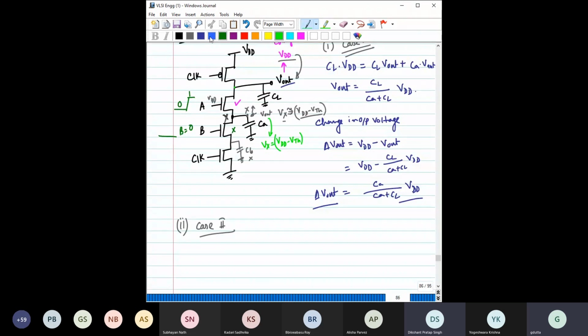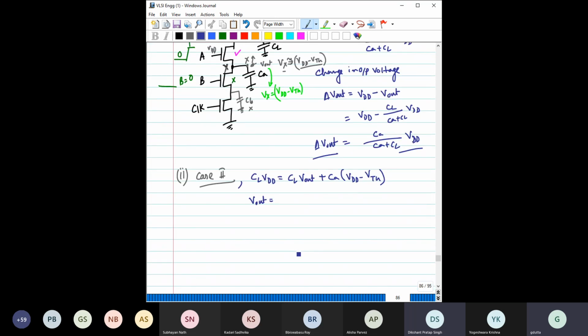Okay, maybe I will write it here. So in this case, it will be CL VDD equal to CL into V out plus CA into VDD minus VTH. From here you can find what V out is, and after that you can also find delta V out. Delta V out would be equal to VDD minus V out.